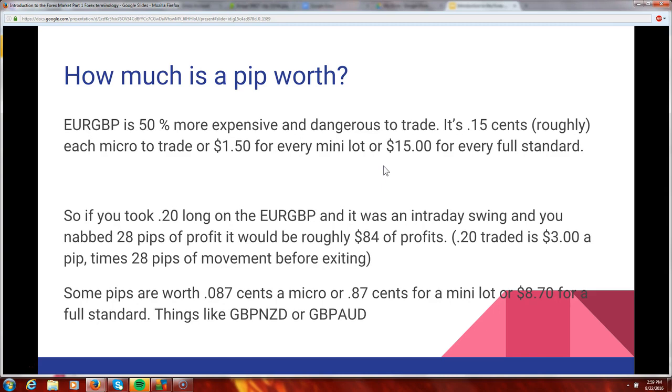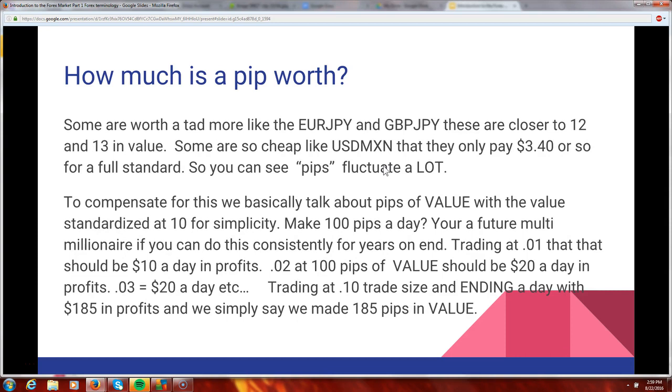Now, some pips are worth like 0.087 cents a micro, okay, but which would be like 87 cents for a mini lot, or $8.70 for a full standard. Things like the pound New Zealand, the pound Australia, they're worth less money, okay? And especially when you get into some of the other currencies like SEK, DKK, MXN especially, they're just worth less, a lot less. Now, some are worth a tad more, like the Euro Japan and the pound yen.